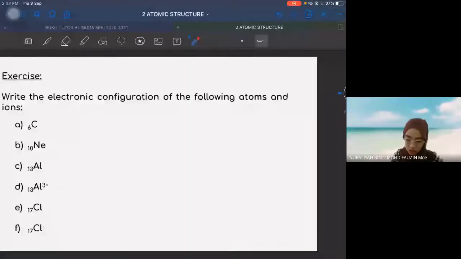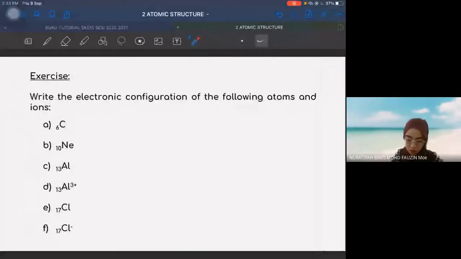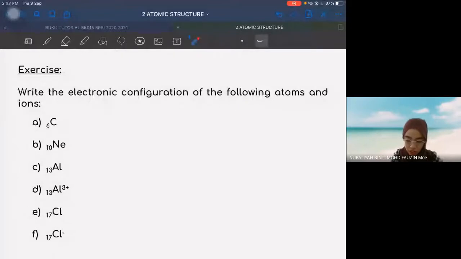Alright, so moving on. So this one, exercise, okay. Electronic configuration of atoms and ions. Ni maksudnya dia nak right. Dia kata right. Right means you want the SPDF notation. Okay. So. Ni boleh buat. Cuba tak? Nanti kan? Yang mana yang tricky sikit, I think let's do C and D.